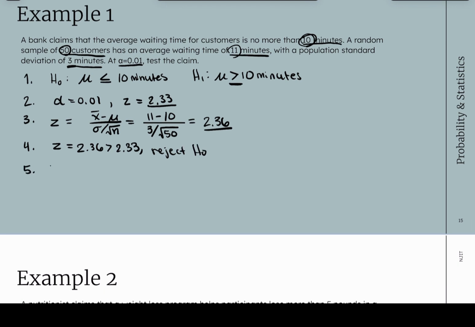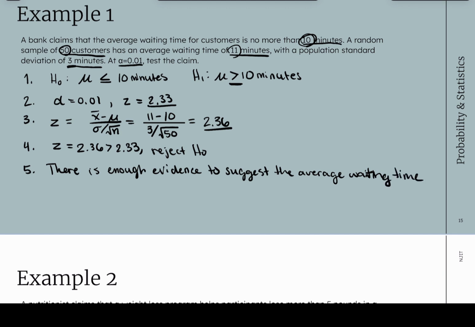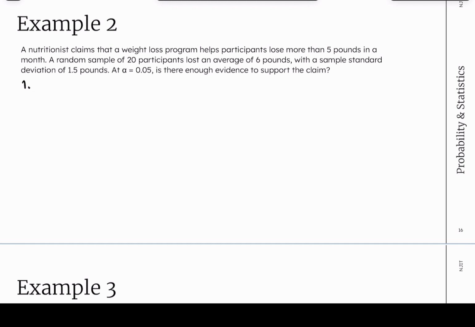Fifth step, our conclusion would just be that there is enough evidence to suggest the average waiting time is greater than 10 minutes. And that's all for this problem. So you already know what to do. We can say H naught mu is equal to 5. And then we can say that H1 is mu is greater than 5.